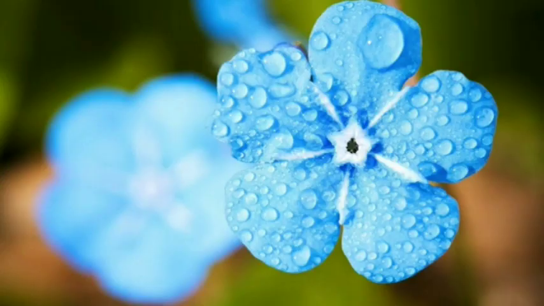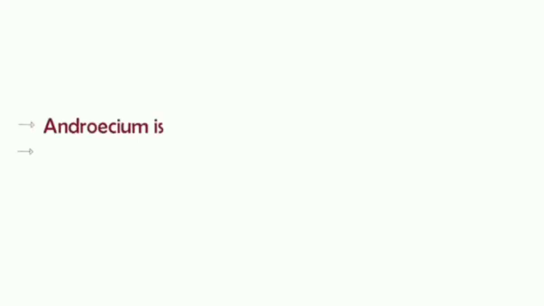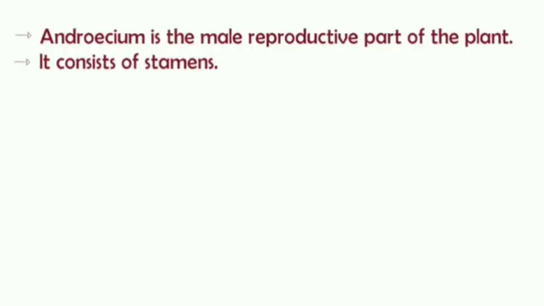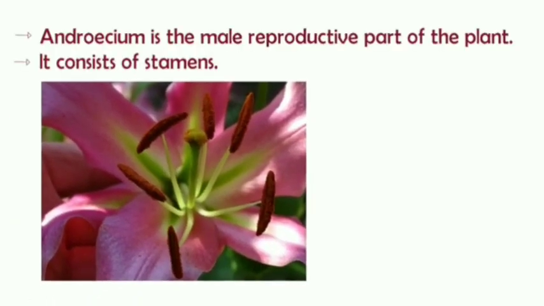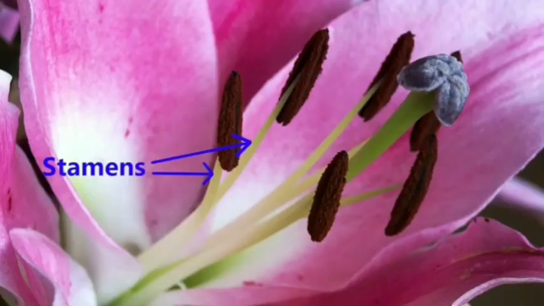The next whorl of a flower is known as corolla. It consists of petals. They are mostly colored and variously shaped. Next to the corolla is the androecium, which is the male reproductive part of a plant. It consists of stamens. Different numbers of stamens are present in different plants.